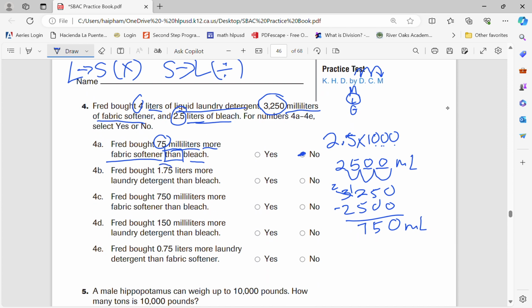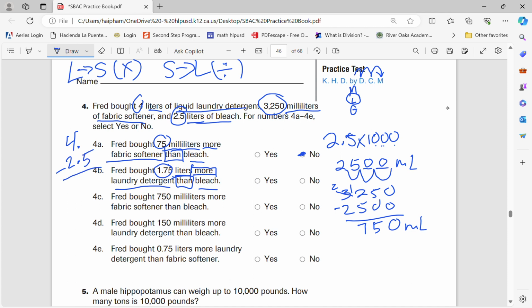Fred bought 1.75 liters more laundry detergent than bleach. So now we're going to compare our laundry detergent to the bleach, and we are speaking in liters. Laundry detergent, we have 4 liters, and our bleach, we are also in liters. So we could simply subtract here. So we have 4 subtracted by 2.5, which represents our bleach.